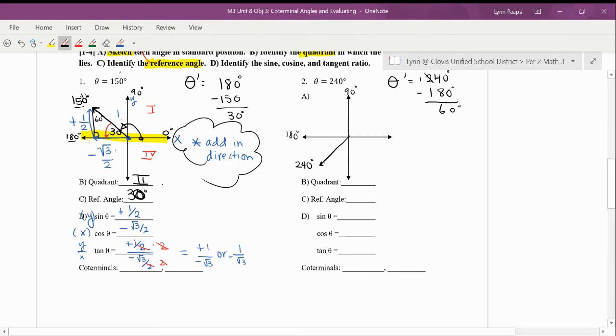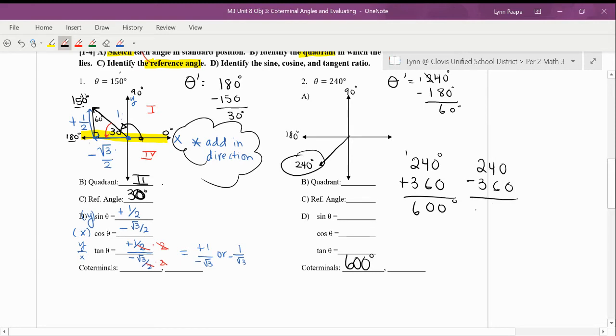So we have 240. One of my coterminal angles, I'll just do the first one here, is I'm going to add 360. That would give me 10, carry the 1, so 600 degrees. So there's one of them. Or subtract, so now I'm going to do that. I want to take 240 and subtract 360, and that would give me negative 120 degrees. And there are 2 coterminal angles.